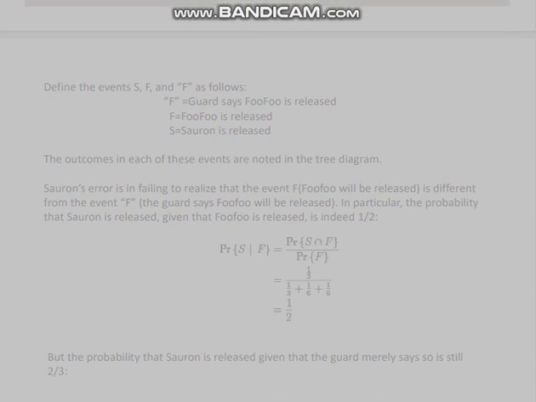Define the events S, F, and F as follows. F equals guard says Fufu is released. F equals Fufu is released. S equals Sauron is released. The outcomes in each of these events are noted in the tree diagram.